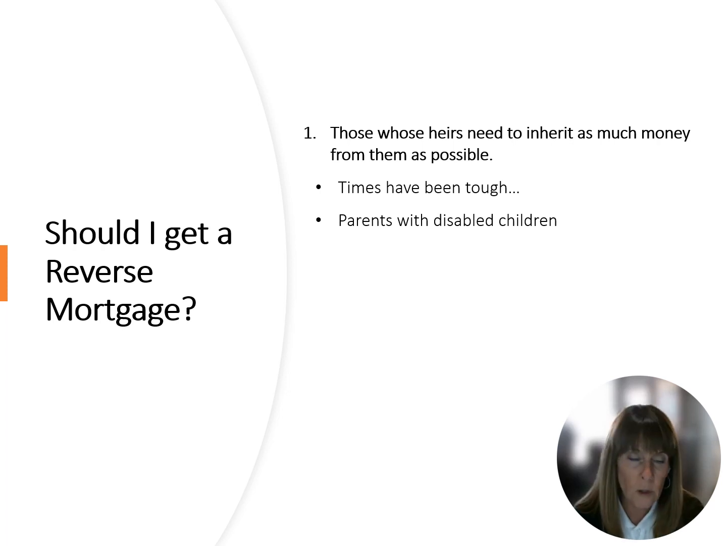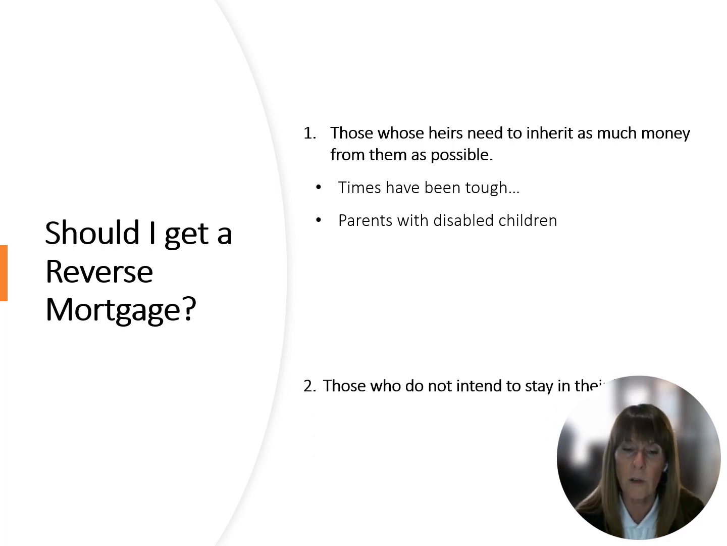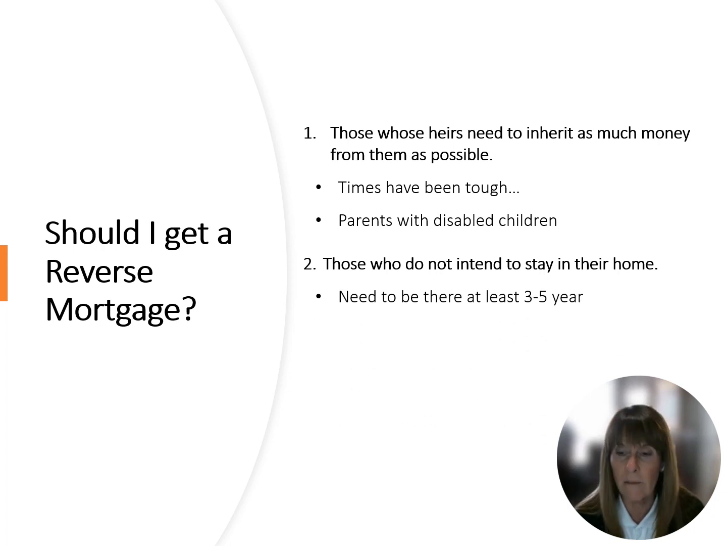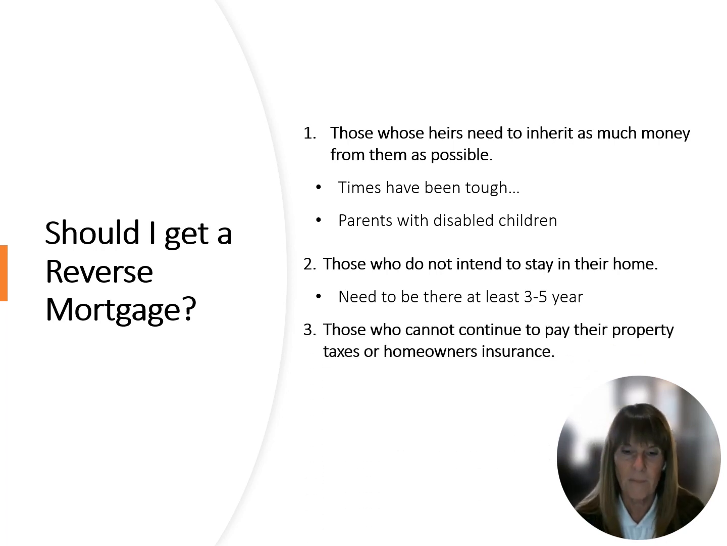Parents with disabled children, same thing. Do they need to inherit that house free and clear or with very little debt on it? At those times, we'll look at that very carefully when I'm counseling you and decide if this is really the product for you or not. If you don't intend on staying in your home for at least the next 3 to 5 years, wait and do a reverse mortgage on the home that you're going to. Just remember that there are closing costs with every loan, and you want to use those closing costs on the home that you intend to stay in for the longest amount of time possible.